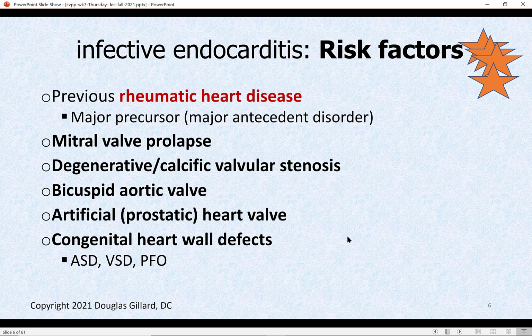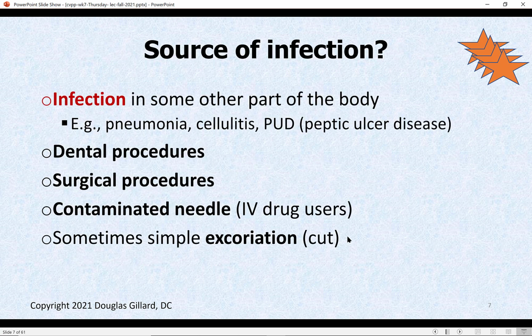People with mitral valve prolapse, degeneration of the valves, a bicuspid aorta. Remember, we usually have 3 valves. Some people are born with a 2-valved heart, or 2-valved semilunar valves, like the aortic valve is the troublesome one, and they're at risk for all sorts of problems. Or maybe they've had to have that bicuspid valve removed, and now they have an artificial heart valve. Both of those people are at risk for these bugs. And then the congenital heart wall defects, the ASD, VSD, PFO, which we've talked a lot about already.